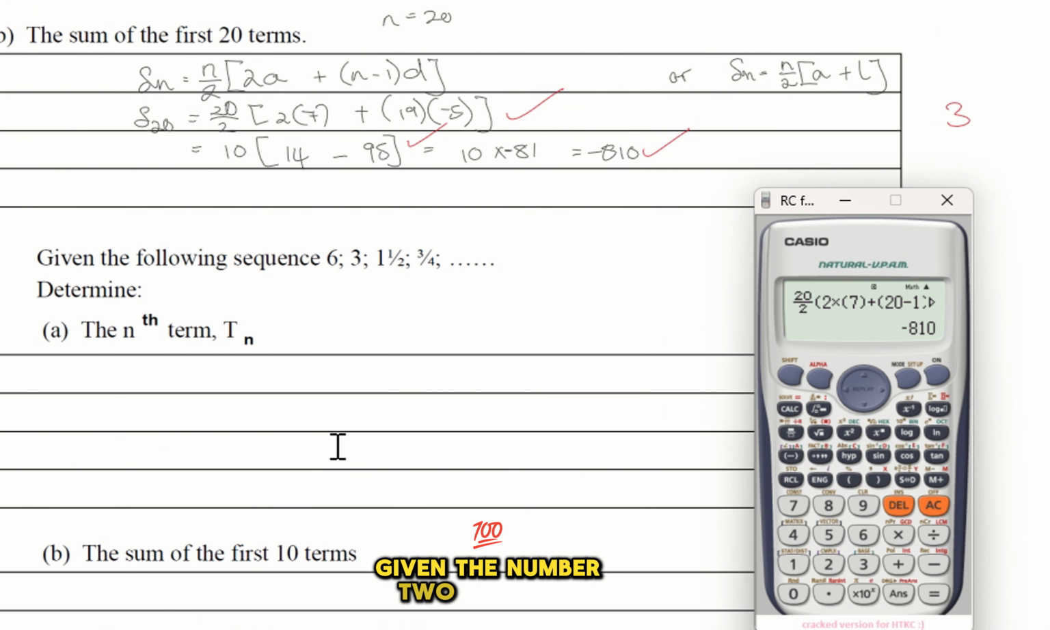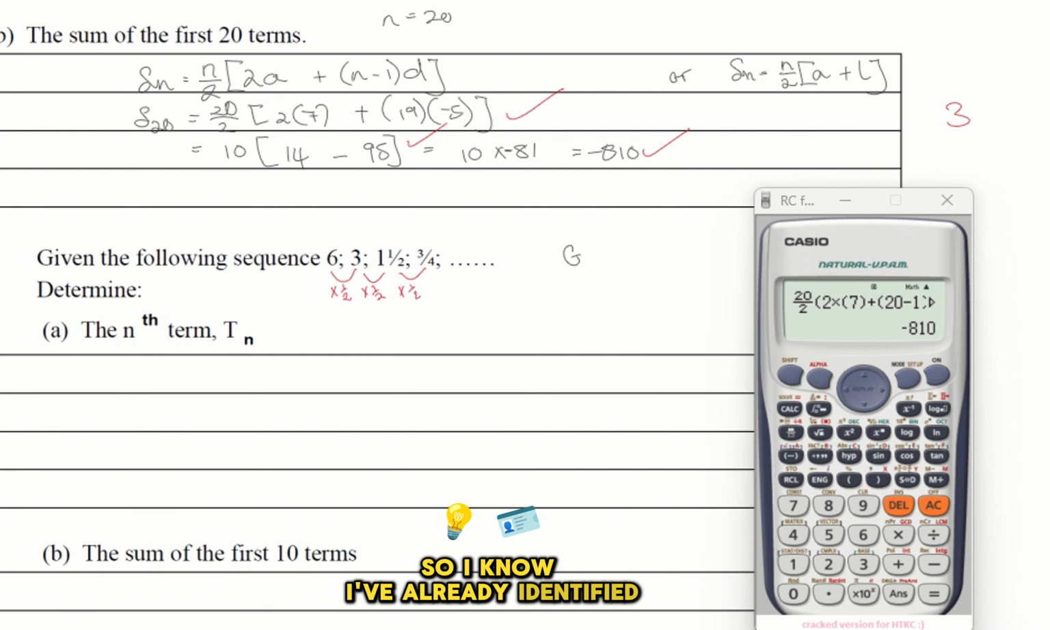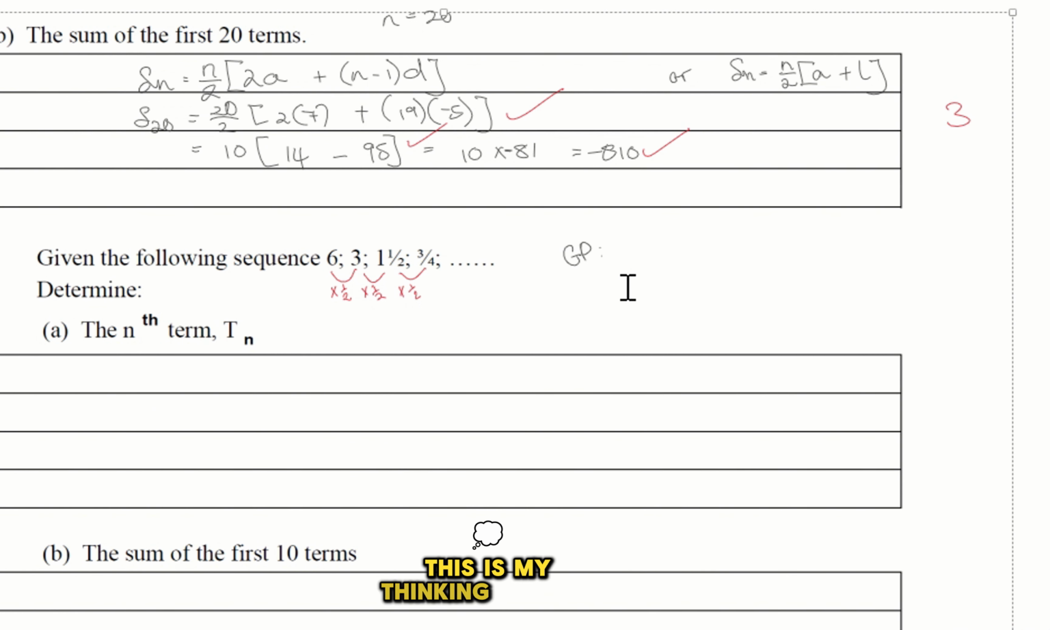Given the following sequence, 6, 3, 1.5, 3 over 4. If we look at this progression, we can see what is happening here. Every time I'm multiplying with a half, or I can say divide by 2. But I would say I'm multiplying by a half. That makes a little bit more sense. So each time I'm multiplying by a half, so I know I've already identified this is a geometric pattern. Do you see the notes that I'm making? This is my thinking process.